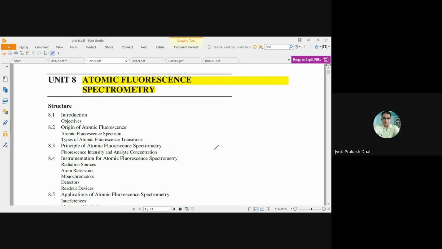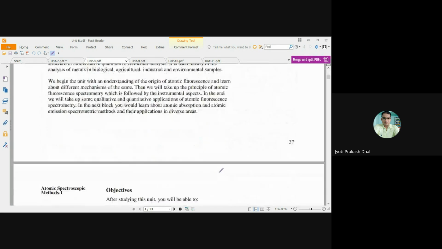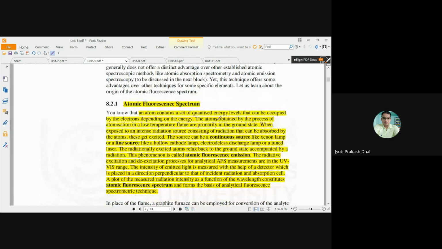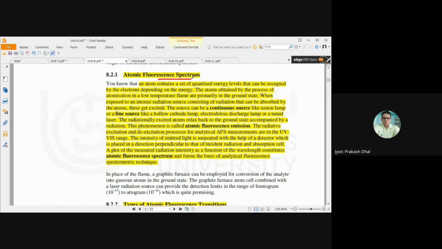So now we will discuss atomic fluorescence spectroscopy. Now coming to the origin of atomic fluorescence. First one is the atomic fluorescence spectrum. An atom contains a set of quantized energy levels that can be coupled by the electrons depending upon the energy. The atoms obtained by the process of atomization in a low temperature flame are primarily in the ground state.